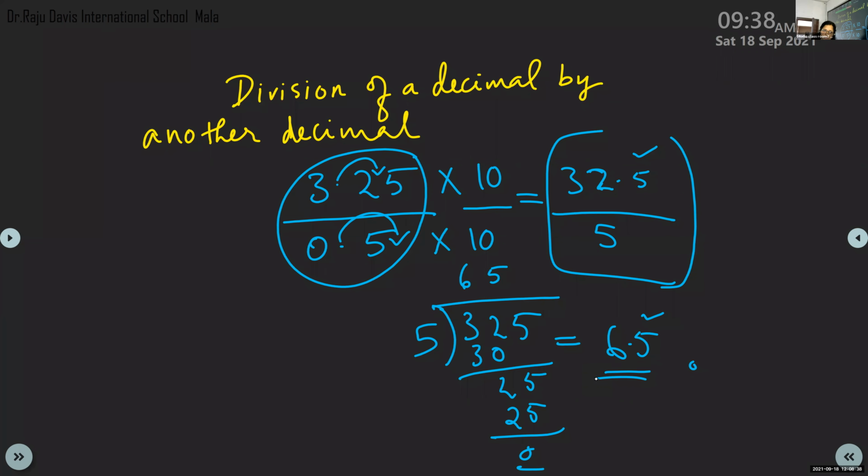Understood how to do? Whenever a decimal is given, you check the denominator and see how many decimal places are there in the denominator. Accordingly, you multiply by 10, 100 or 1000, so that you remove the decimal point from the denominator. And with the same number, you multiply the numerator also. Then you can proceed as usual, like a division of a decimal by a whole number or a natural number. Okay, so next question we can see.